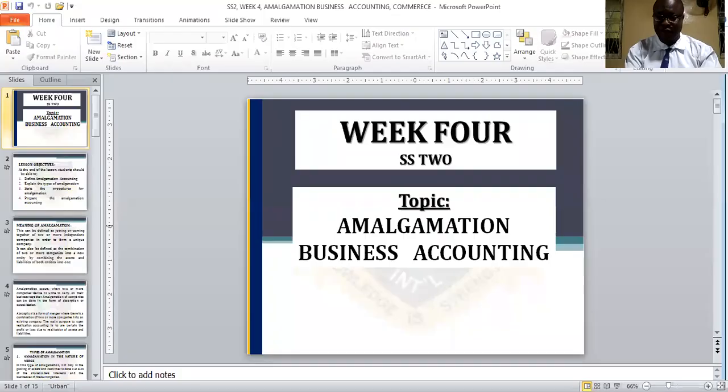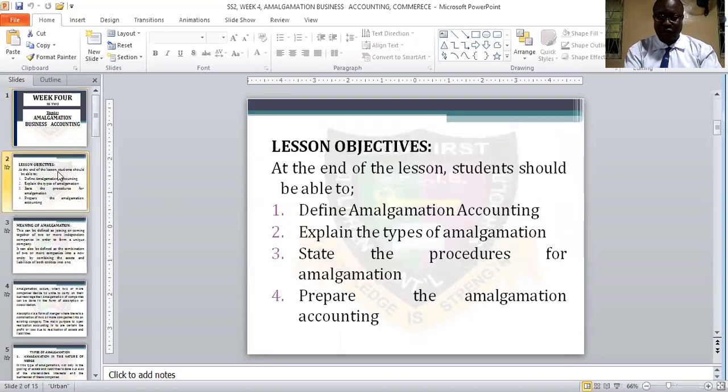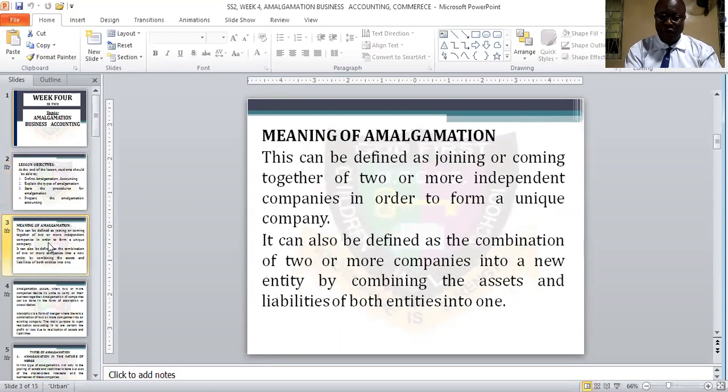Today we'll be looking at amalgamation accounting. But before I proceed, I would like to share the lesson objective with you. At the end of the lesson, students should be able to define amalgamation accounting, explain the types of amalgamation, state the procedures for amalgamation, and prepare the amalgamation accounting.